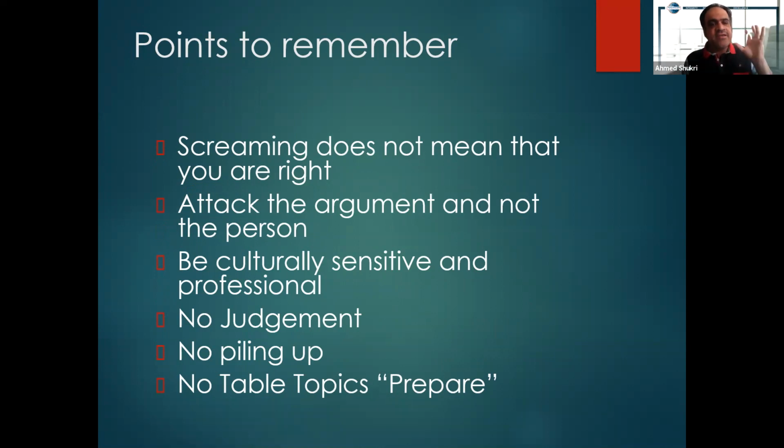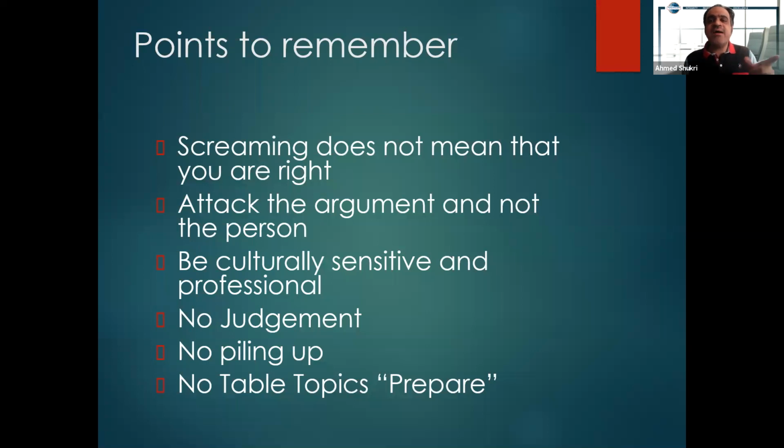Don't create argumentum ad hominem fallacies. You're not here to attack the person. It doesn't matter if the person is tall or short, black or white, thin or fat. What matters is what the person said in the arguments. Always remember to be sensitive to culture and professions. You can't be attacking professions and cultures. Don't make any hasty judgments.